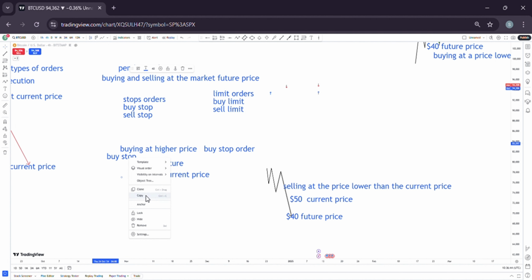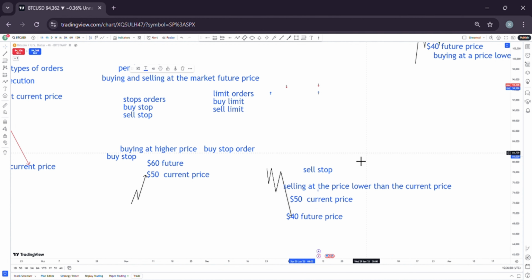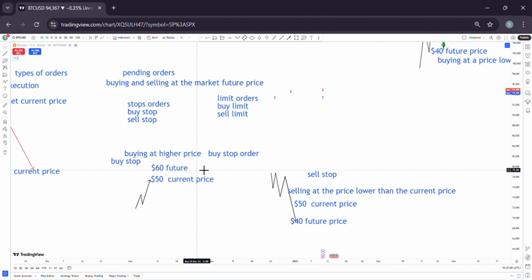So let's indicate it here. This is called a sell stop. So this is how to make use of it. On buy stop, you're buying at a price higher than the current market price, which is the future or anticipated price, while on sell stop, you are selling at a price that is below the current market price, which is $40 at this point.